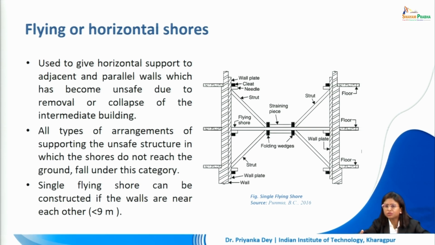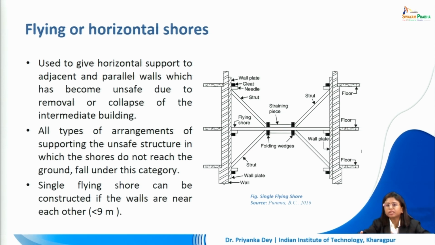There may be several situations in which we will feel that it is better for us to go for a flying or horizontal shore, which is taking help from adjacent walls. So here the type of arrangement is such that we are connecting two adjacent walls or two adjacent buildings without taking help from the ground underneath. Now this allows us to keep the entire lower portion of the building free from any raking shores, any temporary structures. So it is a clear space for one to continue working or doing construction work at the ground level.